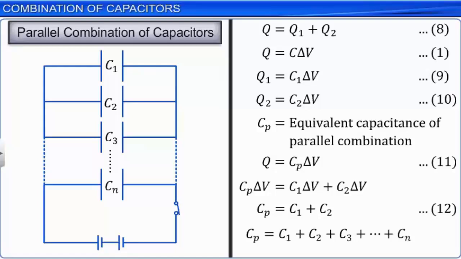To put in words, we say that when a number of capacitors are connected in parallel, the equivalent capacitance of the combination is equal to the sum of the individual capacitances of the capacitors in the combination.